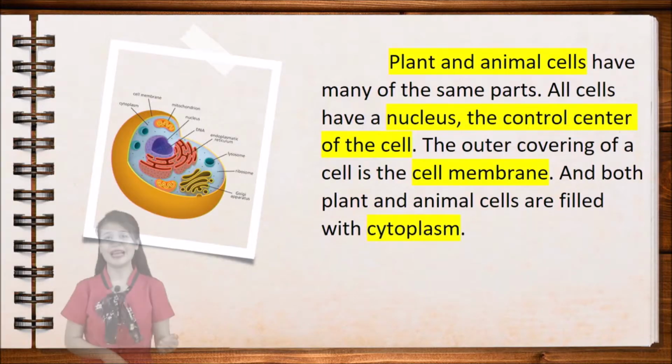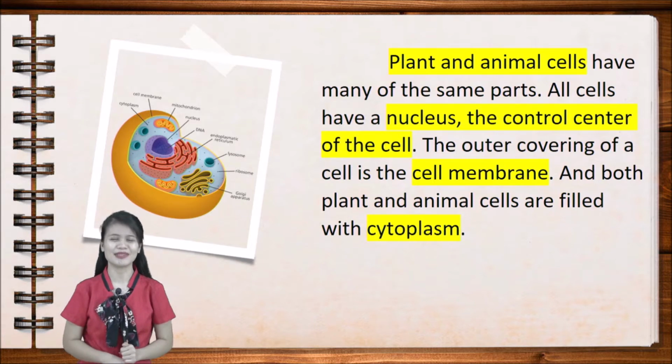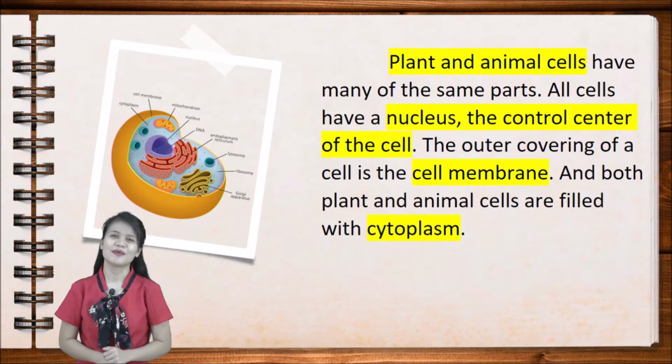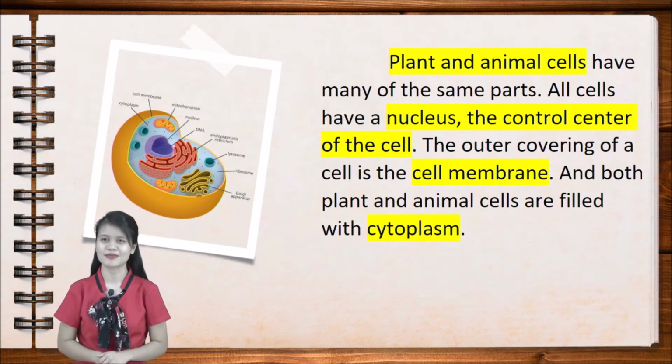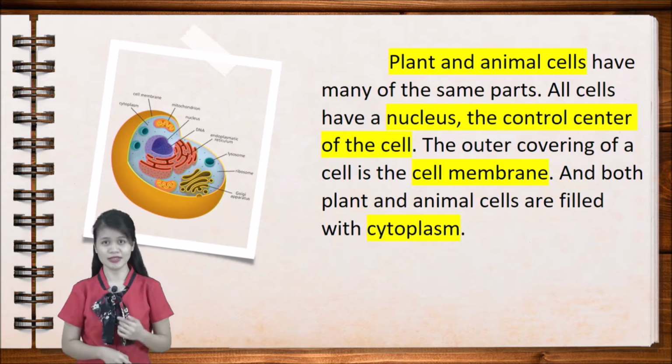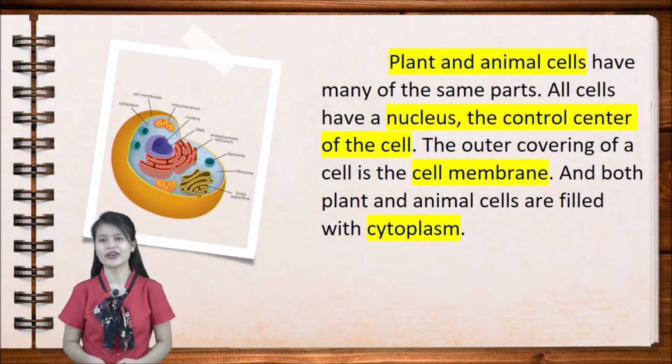Well, plant, yes, you're right. Plants and animals do have cells. Well, plant and animal cells have many of the same parts. All cells, including our cells, have a nucleus, the control center of the cell. The outer covering of a cell is what we call the cell membrane. And both plant and animal cells are filled with cytoplasm.